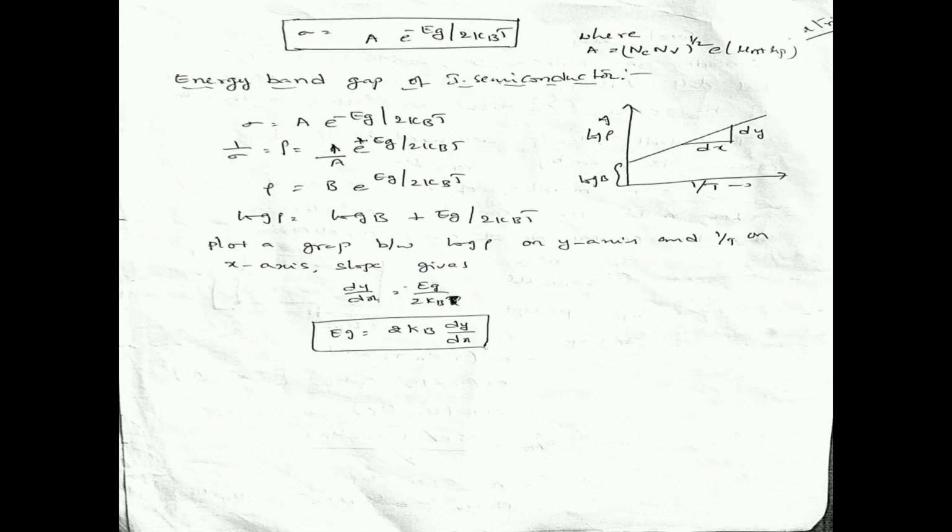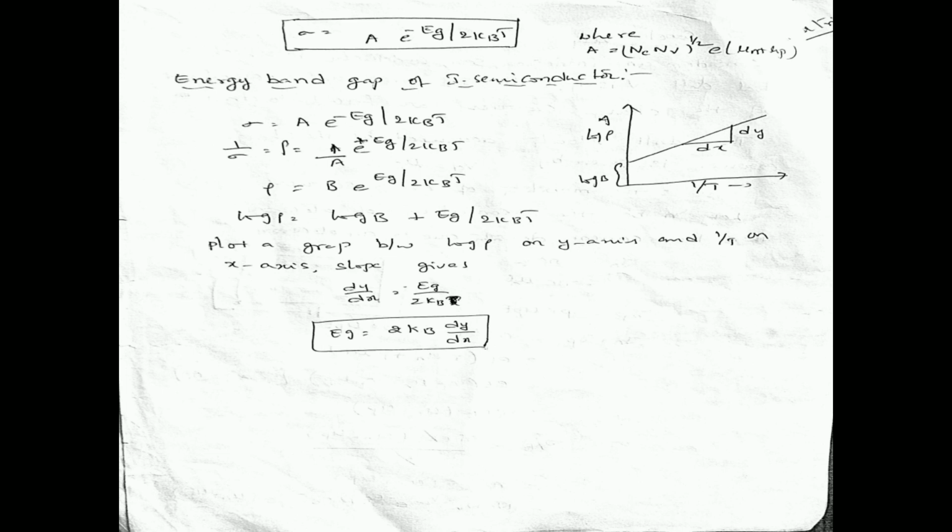So sigma is equal to A e power minus Eg by 2 kBT. Here we take A value as Nc Nv power half e into mu n plus mu p, that is the constant. So in place of that value you write capital A. So sigma is the conductivity of intrinsic semiconductor. That is the expression for intrinsic semiconductor conductivity: sigma is equal to A e power minus Eg by 2 kBT.